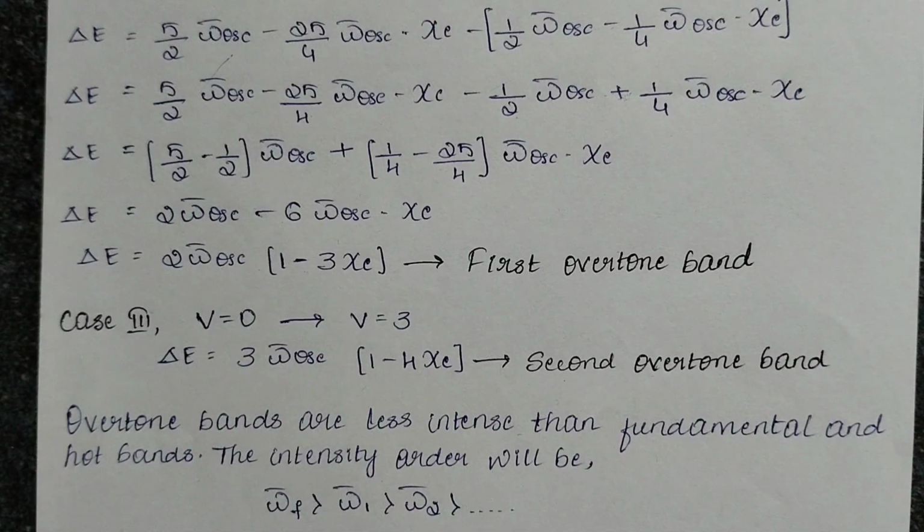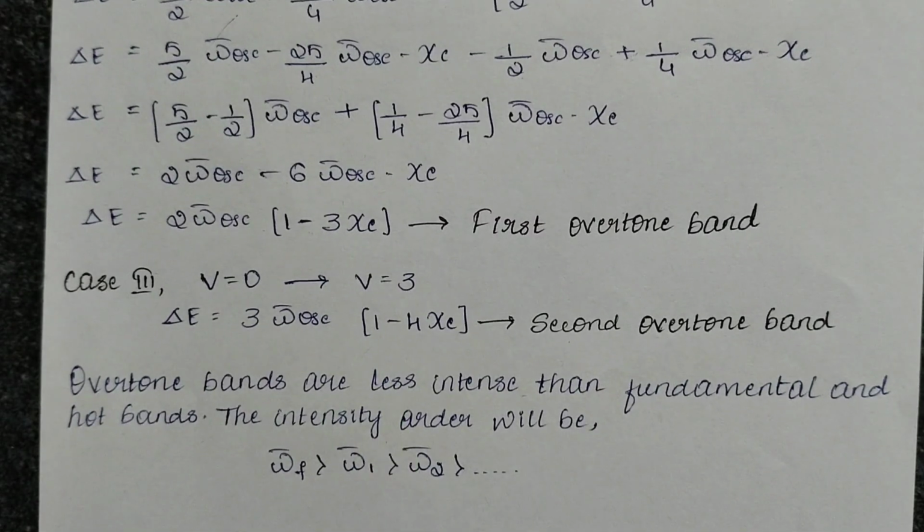So the intensity order will be, in terms of brightness or how sharp the bands appear to us, omega dash F. F is nothing but the fundamental band, then omega dash 1, omega dash 2. This is the first overtone band. This is the second overtone band. So omega dash fundamental will have more intensity when compared to omega dash 1, which in turn is more intense than omega dash 2.